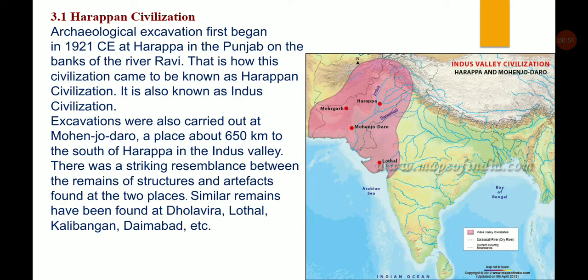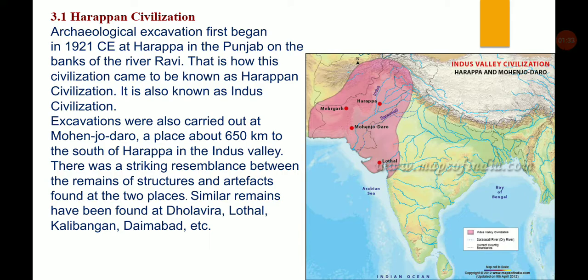Harappan civilization was a prosperous and flourishing urban civilization. The term Harappan civilization refers to the ancient Indian civilization because it was discovered in an archaeological excavation in 1921 CE at Harappa in the Punjab on the banks of the river Ravi. That is how this civilization came to be known as Harappan civilization. It is also known as Indus civilization.